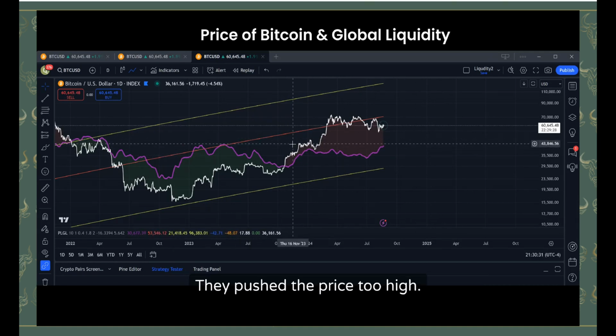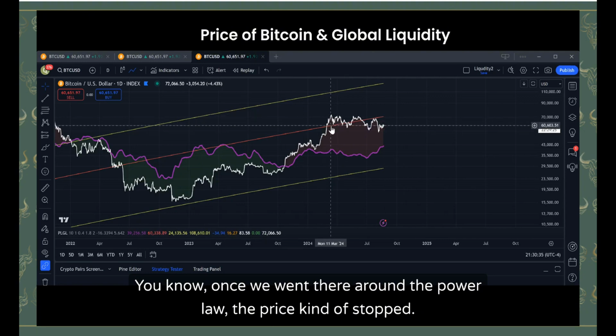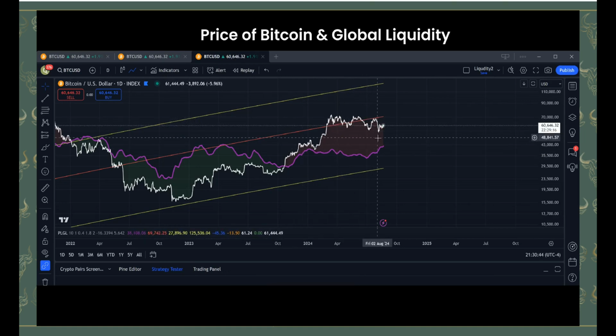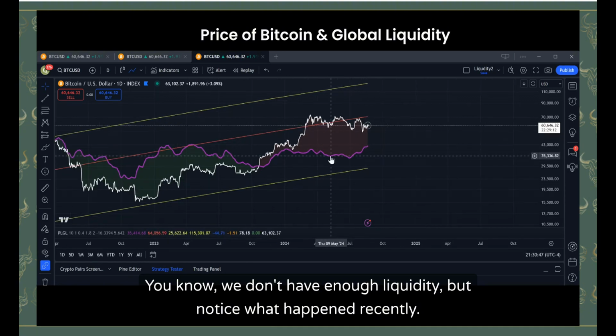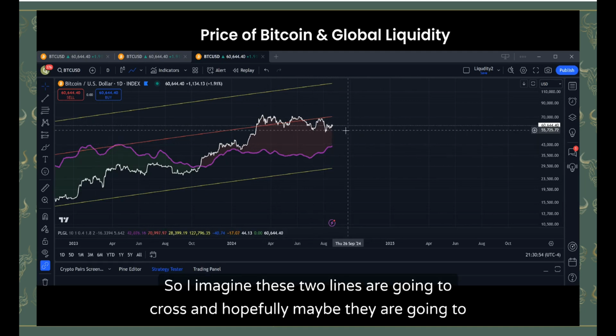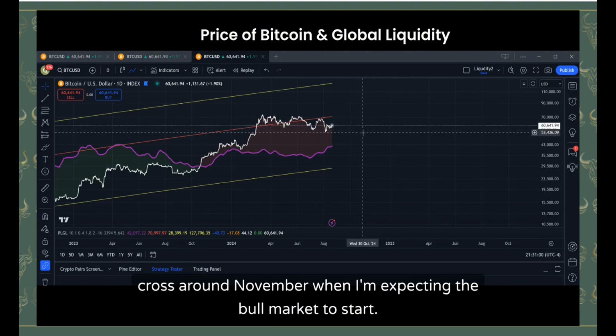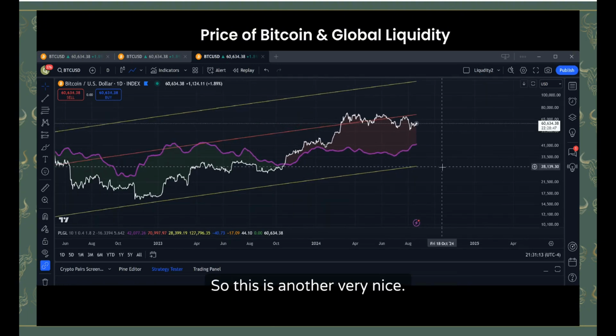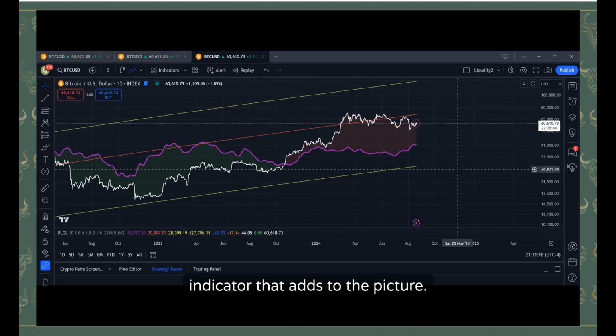But people didn't realize that. They pushed the price too high. Once we went there around the power law, the price kind of stopped. It was like a resistance. And now we don't have enough liquidity. But notice what happened recently. It looks like liquidity is going up. Price is correcting. So I imagine these two lines are going to cross, and hopefully maybe they are going to cross around November, when I'm expecting the bull market to start. But I think given the previous patterns, we should see these turning green before the bull market starts. So this is another very nice indicator that adds to the picture.